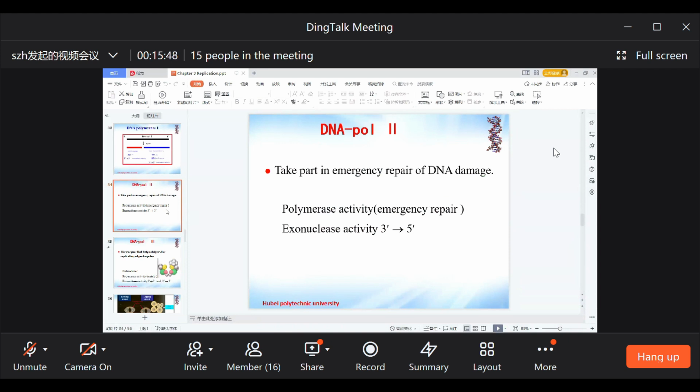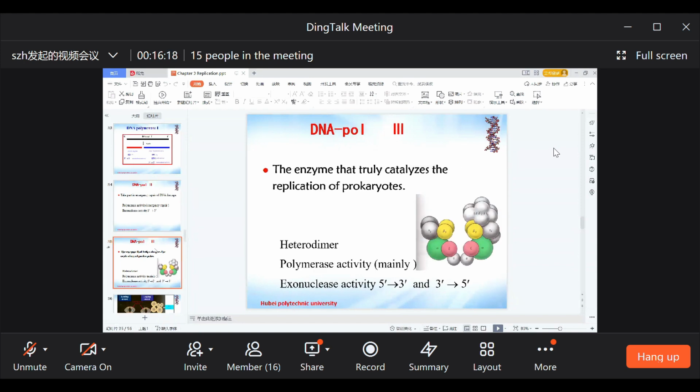Under emergency conditions, when the DNA is damaged and the larger sequence can't be repaired immediately, DNA polymerase 2 takes action and synthesizes offspring DNA. We will study this in the next chapter. In prokaryotic organisms, DNA polymerase 3 takes the main action.